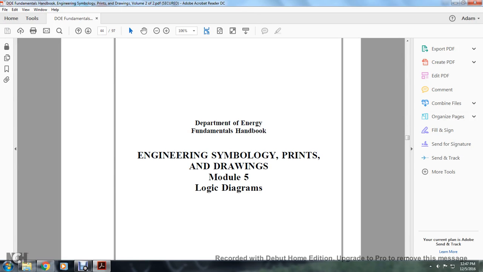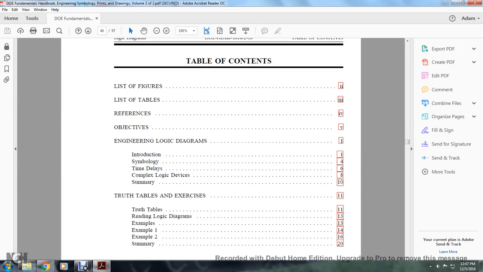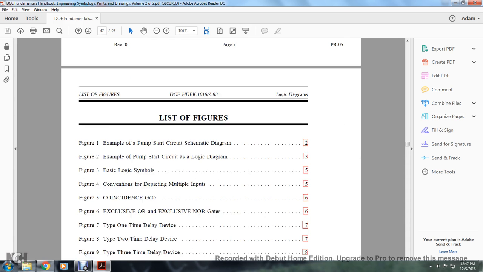Department of Energy Fundamental Handbooks, Engineering Symbology, Prints and Drawings, Module 5, Logic Diagrams. Table of Contents, List of Figures, List of Tables, References, Objectives, Engineering Logic Diagrams, Introduction, Symbology, Time Delays, Complex Logic Devices, Summary, Truth Table Exercise, Truth Table, Reading Logic Diagrams, Example 1, Example 2, and Summary.